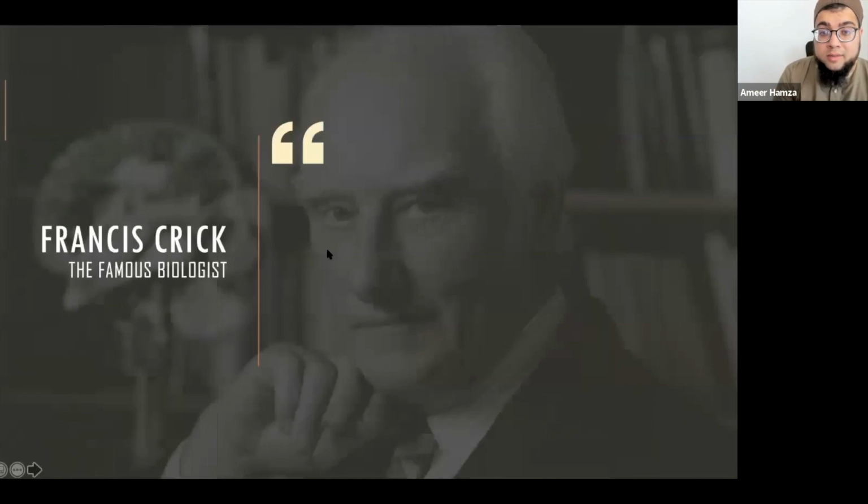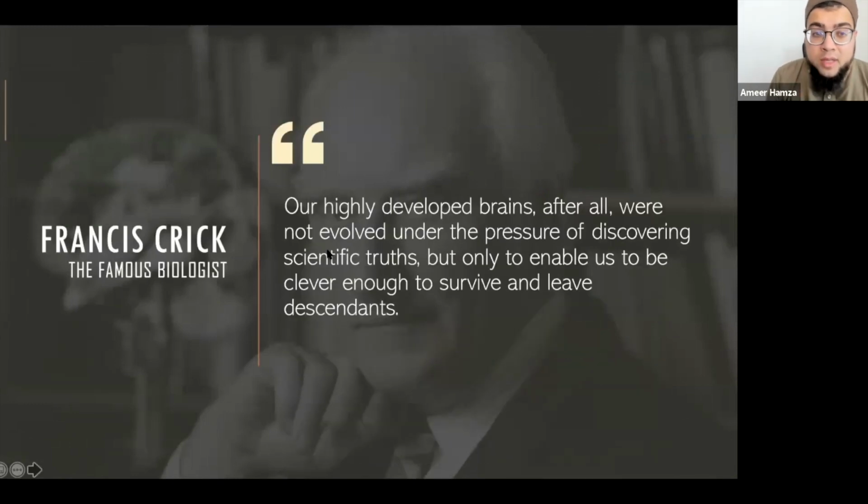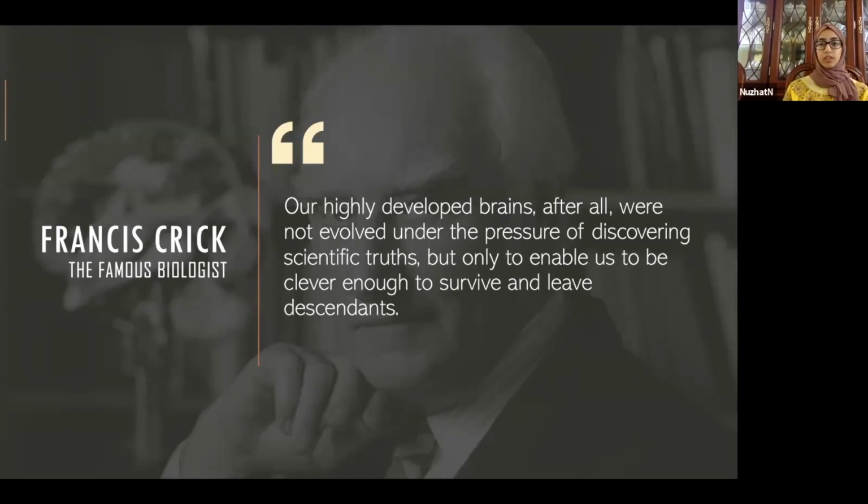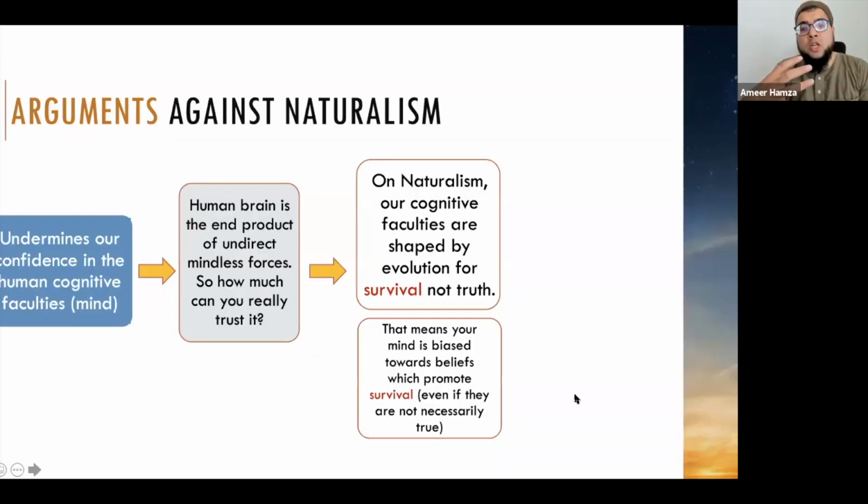Here's another one, just so you have multiple authorities on this. Francis Crick, the guy who basically discovered DNA back in the 1950s. What does he say? Our highly developed brains were not evolved under the pressure of discovering scientific truths, but only to enable us to be clever enough to survive and leave descendants. So in other words, on naturalism, you are prone cognitively to beliefs that promote survival. Survival is the first priority. Truth and everything else, if it's adaptive, great. If it's not, what your brain really cares about on naturalism is survival.